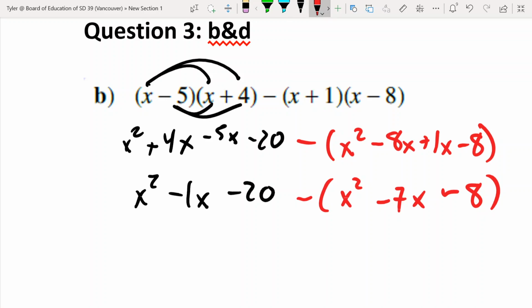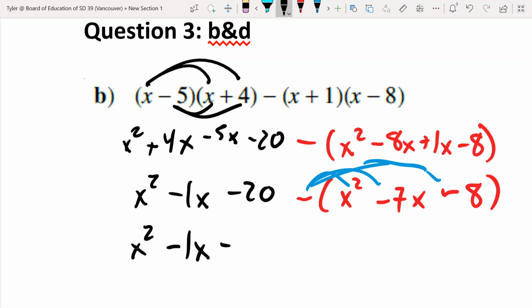Now we need to actually apply this negative to everything in the bracket. So all of them are going to become times negative 1. So this isn't going to change. This is going to change, though. It's going to become negative x squared. This actually becomes positive 7x because negative times a negative. And then this becomes positive 8.